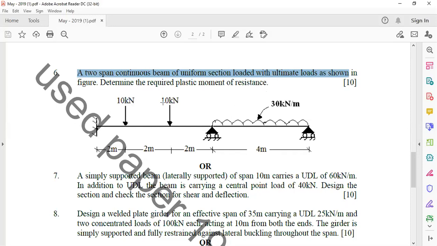So here they have given that one support is a fixed support, one is a continuous support, and another one is a hinged support. The load is acting, 10 kilonewton at a distance of 2 meter from the left hand support. Then BC is loaded with UDL of load intensity 30 kilonewton per meter and a span of 4 meter. So for this, we are going to calculate the plastic moment of resistance.